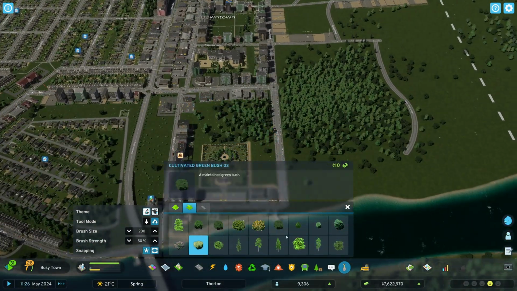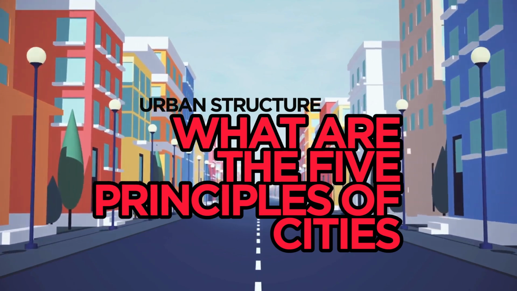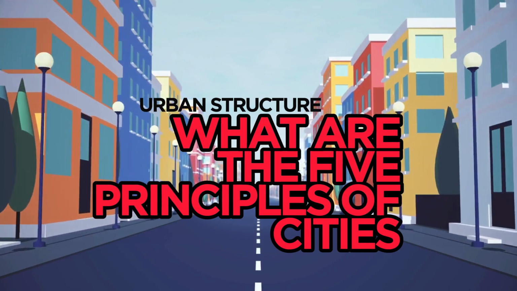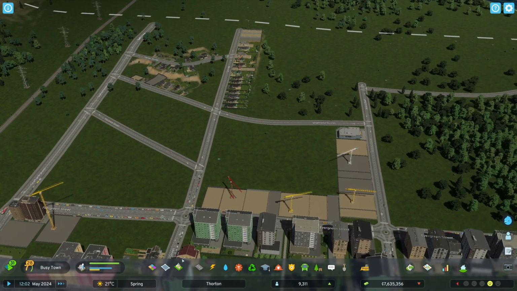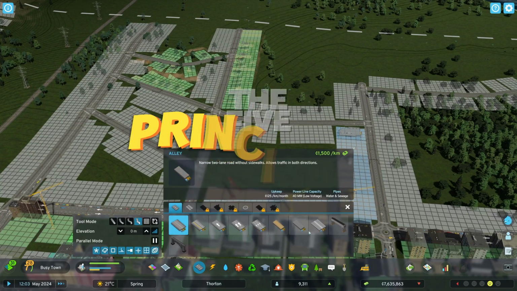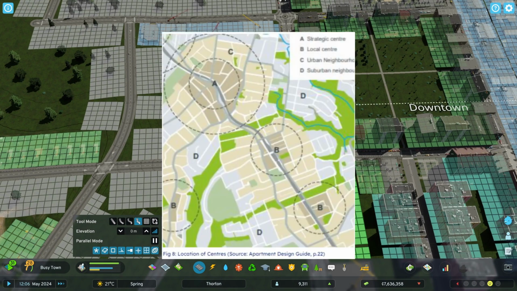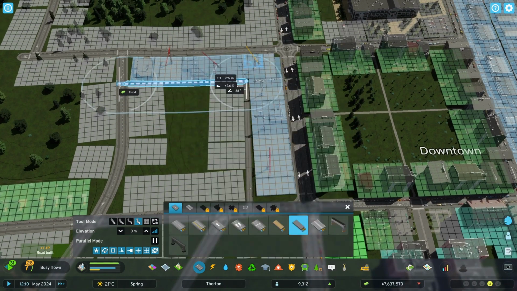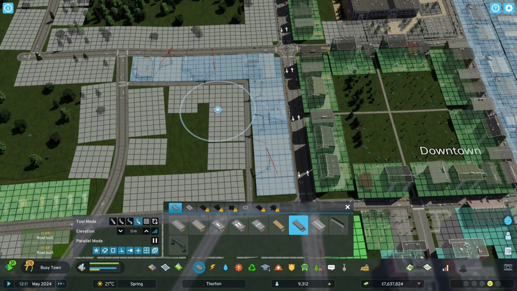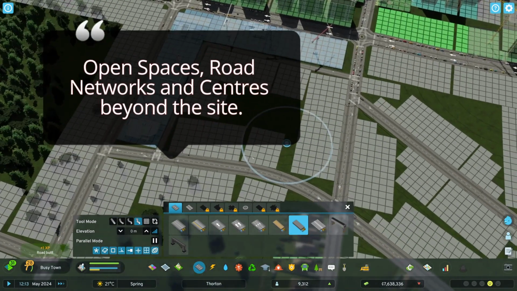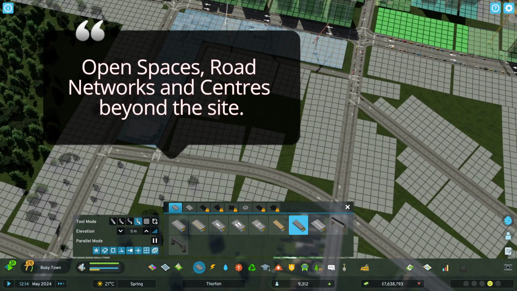I think we should. So what are the design and planning principles of urban structure? Well, there's 5 main principles, and the first one is integration. And as you can see from this picture, there are strategic centers, local centers, urban neighborhoods and suburban neighborhoods. Integration includes connecting the elements of urban structure such as open spaces, road networks, and centers beyond the site.